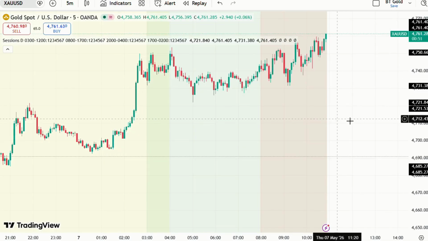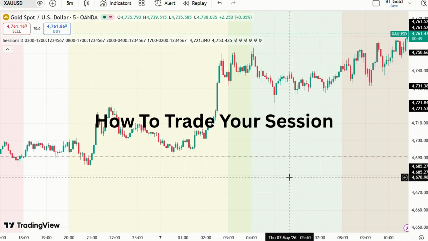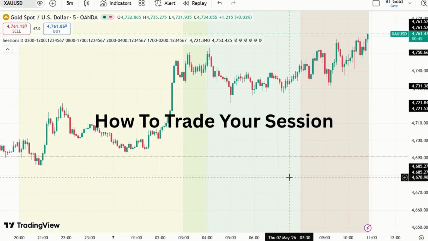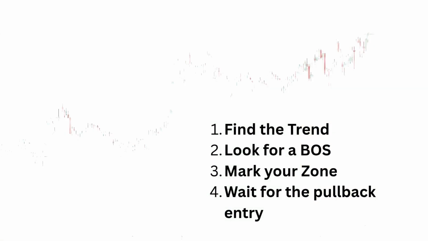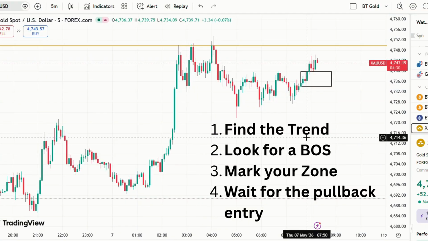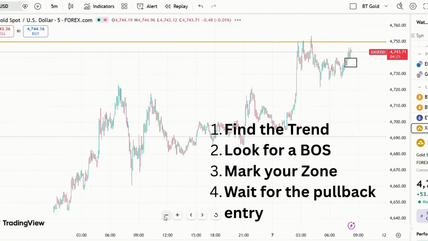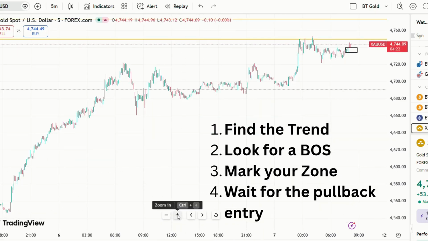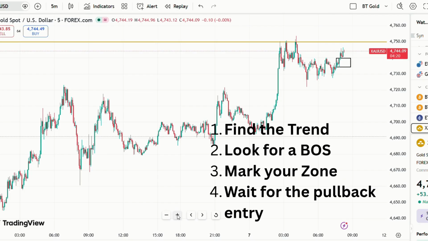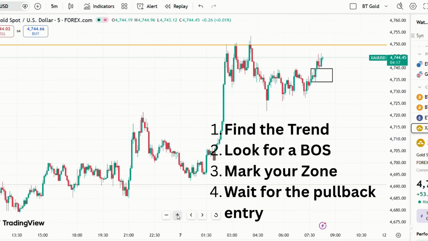So now that we have that out of the way, what should you look for in order to place a trade during your session? I'll tell you. The concept is pretty simple. No need for 50 indicators or 10 confluences before you take a trade. The idea is: one, find the trend. Two, look for a break of structure. Three, mark your zone and wait for the pullback, ensuring that your zone does not get invalidated. And four, when price comes back to your zone and the zone holds, you take your entry.